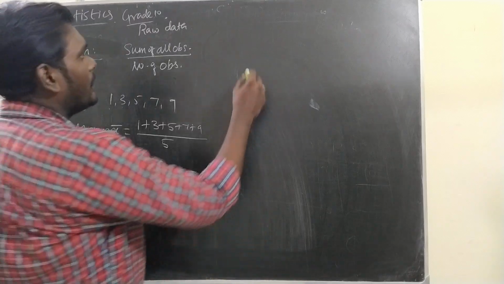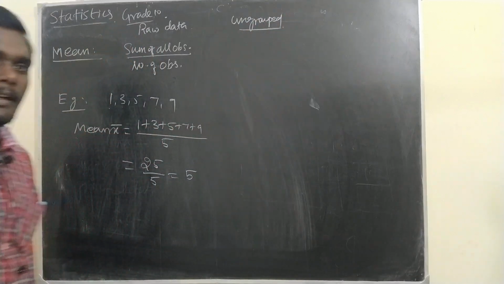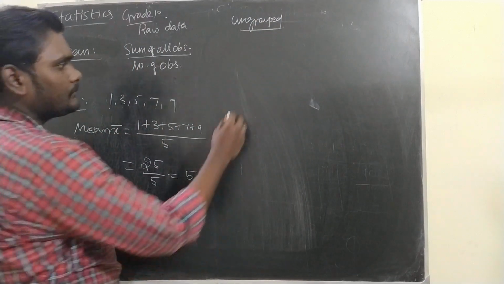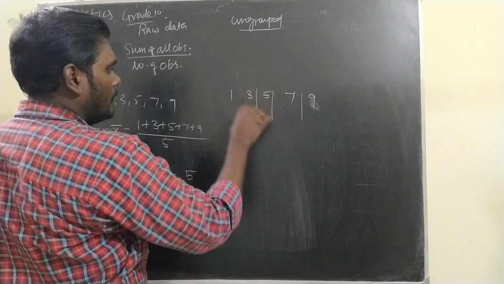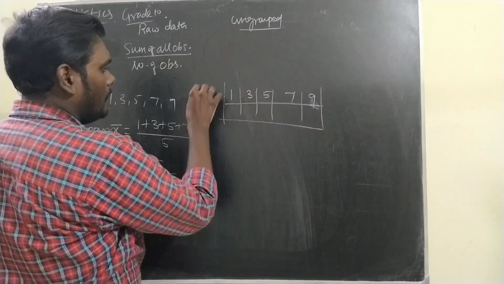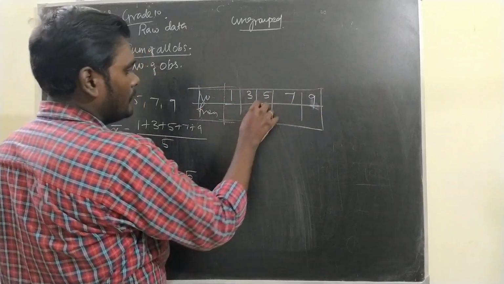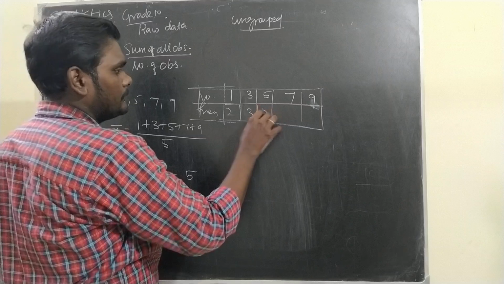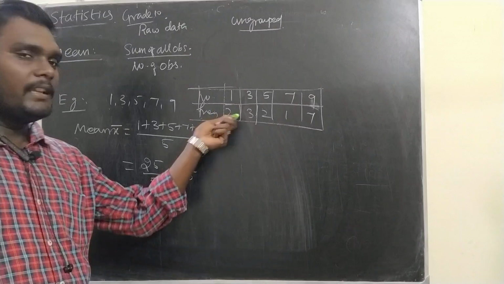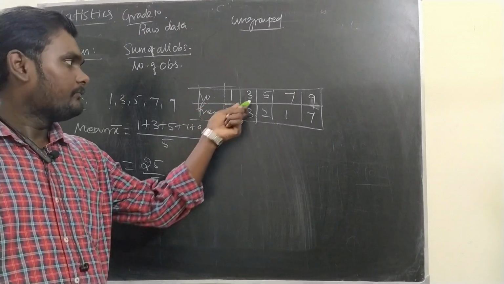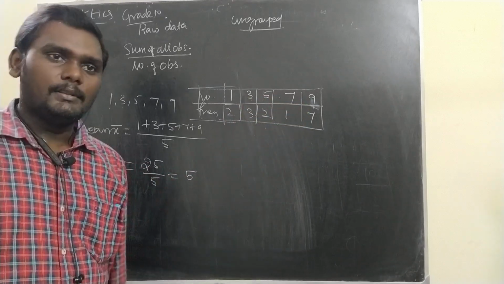Okay. For ungrouped data. What does ungrouped data mean? The same thing. 1, 3, 5, 7, 9. You see? This is number and frequency. See here, what does this mean? 1 comes 2 times, 3 comes 3 times, 5 comes 2 times, 7 comes 1 time, 9 comes 7 times.